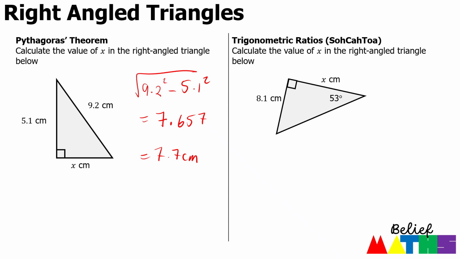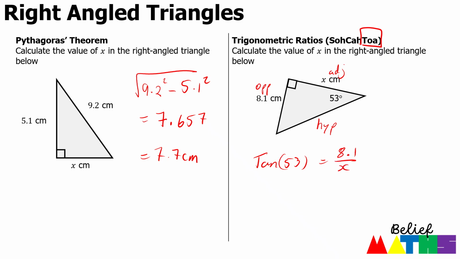The second question asks us to find the value of x, but in this case we're only given one side and an angle. So we're going to use our trigonometric ratios. So we start by labeling our triangle. This is our hypotenuse, this is our opposite, and this is our adjacent. And using SOHCAHTOA, we can see we're going to use the opposite and adjacent, so we're going to use tan. Okay, so we've got tan of the angle, 53, is equal to the opposite, 8.1, over the adjacent x.